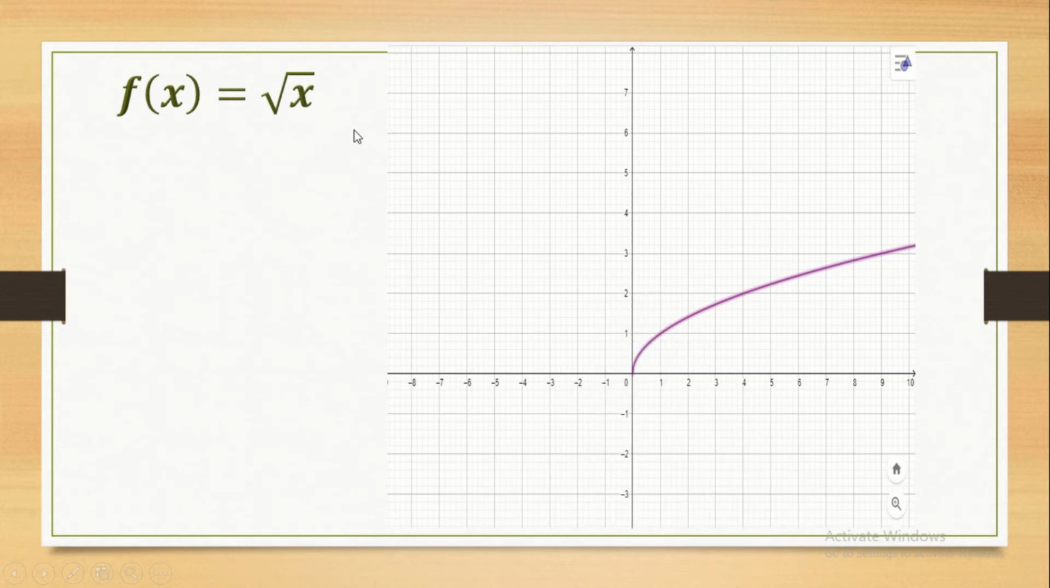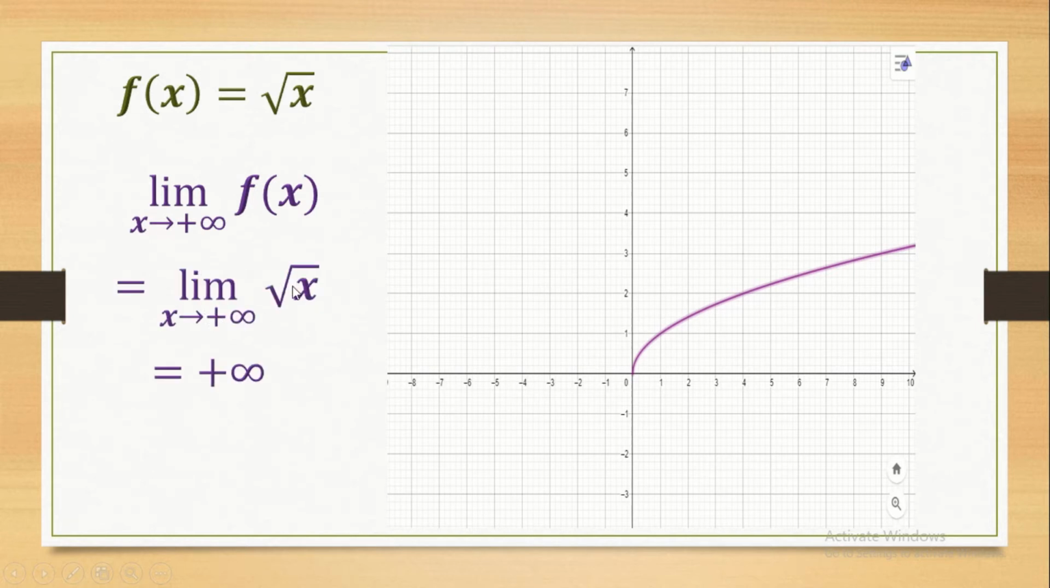Another example. If we have, for example, f of x equals radical x. Since x is below the radical, the function is defined whenever x is positive. So, as you see here, the domain, as represented in the figure, is from x equals 0 to plus infinity. Note that as x tends to plus infinity, f of x also tends to plus infinity. So the limit of radical x at plus infinity is plus infinity.